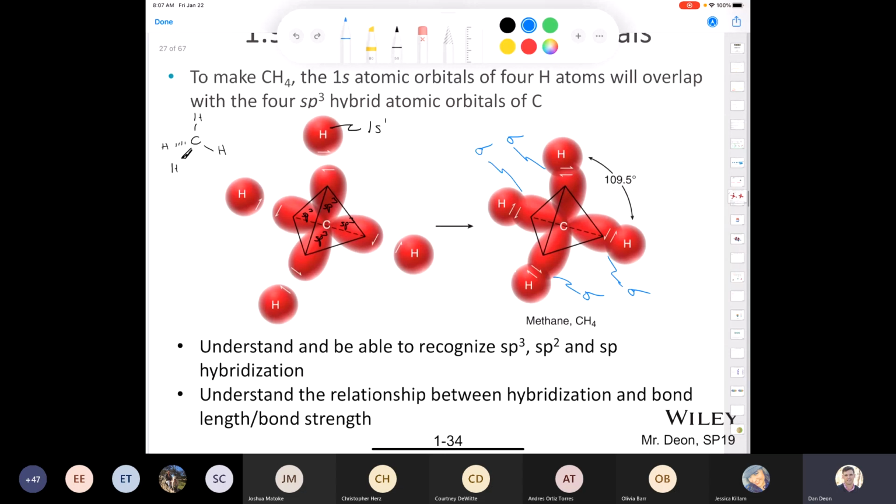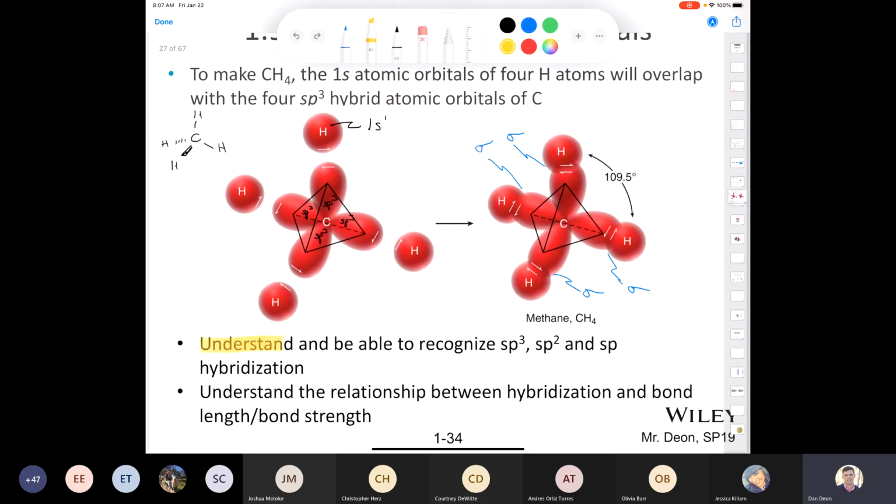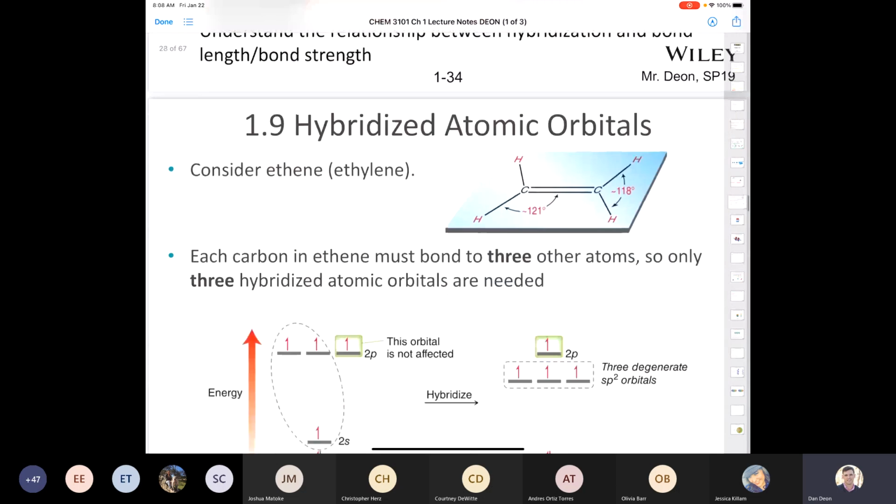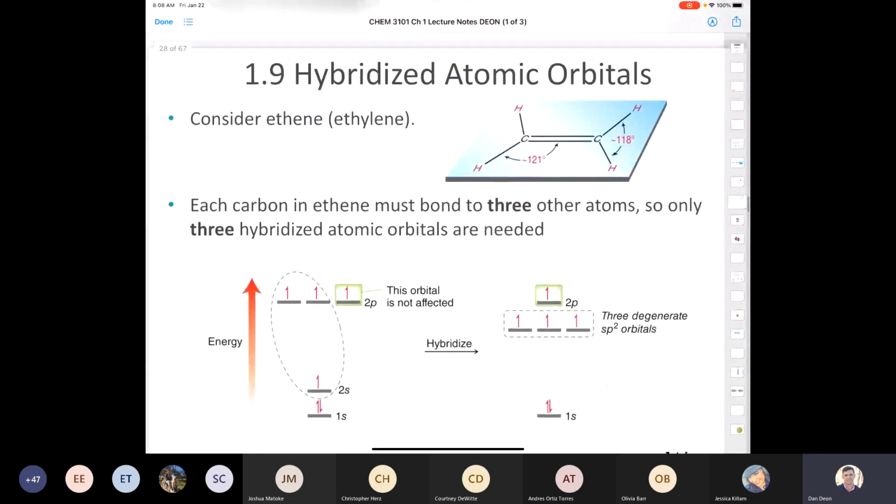And so you should be able to understand and be able to recognize sp3, sp2, and sp hybridization when you see it. This is something that you would have learned in general chemistry. Again, this is a review of general chemistry. You should also understand the relationship between hybridization and bond length and bond strength, which can be summarized quite simply, and we will look at that in a few minutes. But before we do that, I want to talk about an sp2 hybridization.